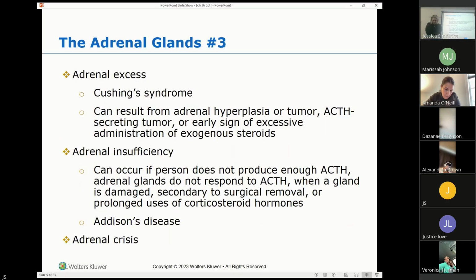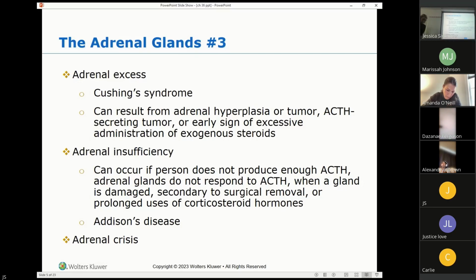So I have a star on table 36.1 on page 608. This is Cushing's versus Addison's. I need you to know the difference. I need you to know this table.